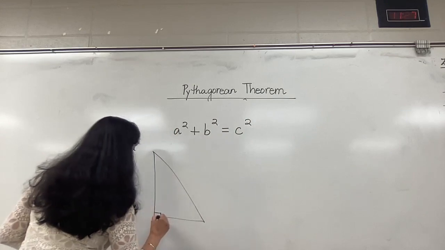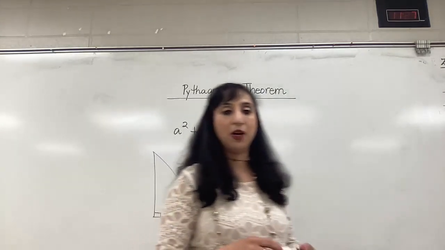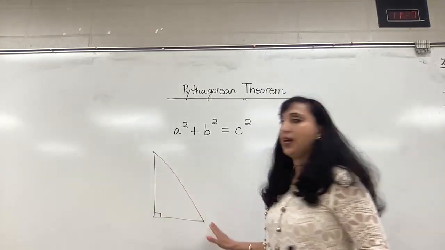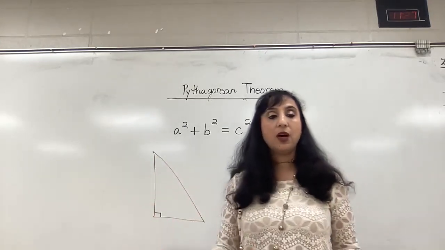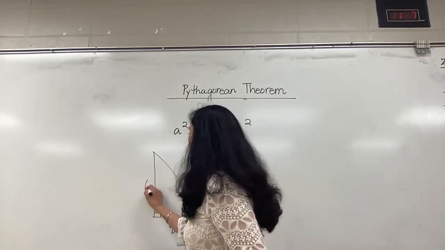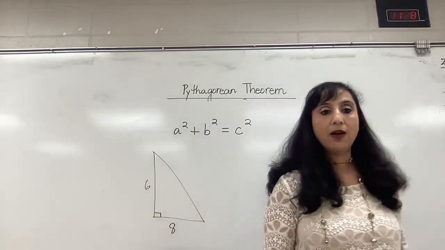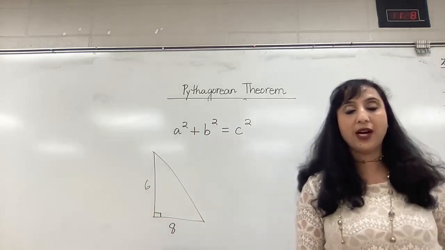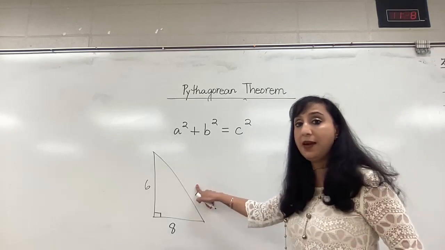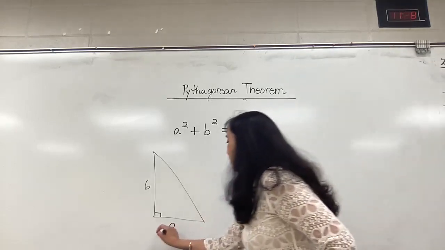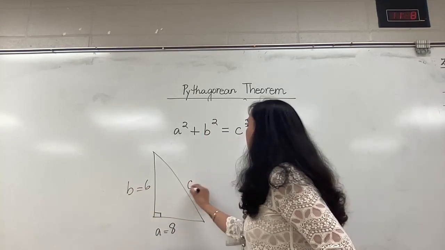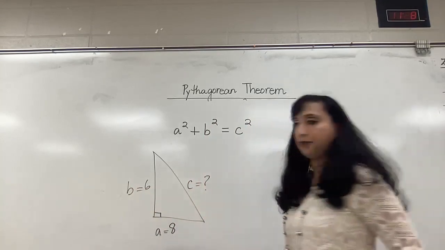And I'm going to draw this out. This is a right angle triangle. Please remember that the hypotenuse is always going to be the longest side. So let's say this is 8. Let's say this is 6. All right. And now we are going to try to solve this for the hypotenuse. Okay, so this is A, this is B, and what is C going to be?